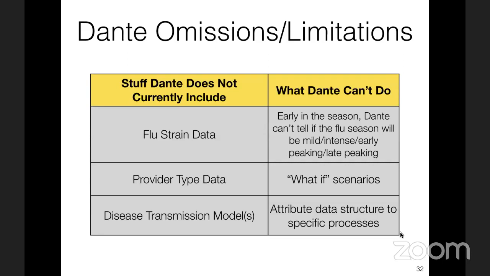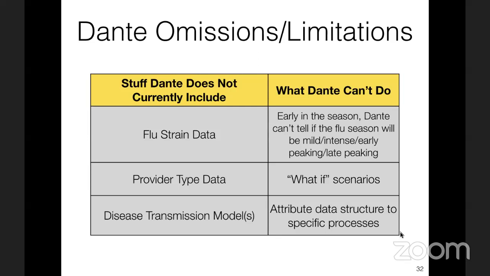We don't make use of any weather data or any network connectivity data. There's not even a disease transmission model in Dante anymore. So all of these things that I think have traditionally been thought to be required to do good forecasting have been stripped away from Dante. And I think Dante is important because it doesn't just assert that you can do good forecasting without using that stuff. It actually demonstrated it in real time.